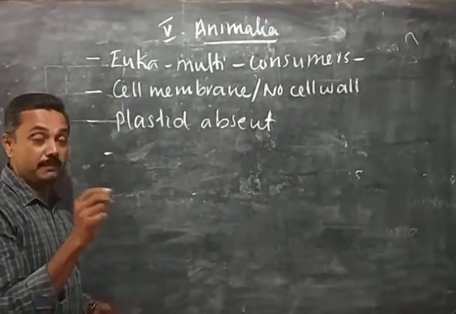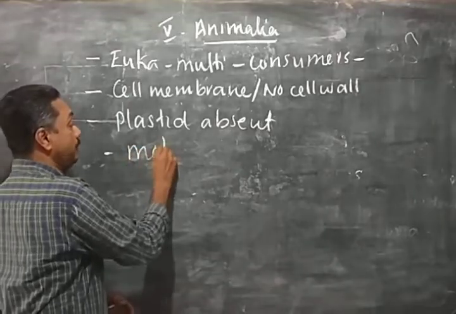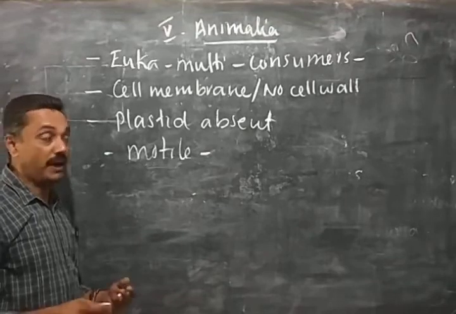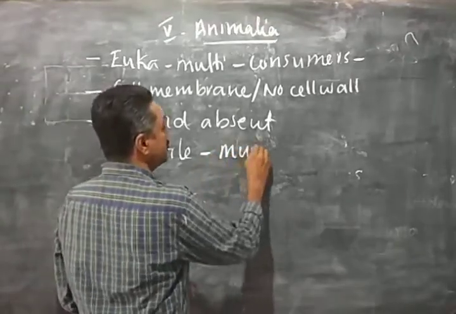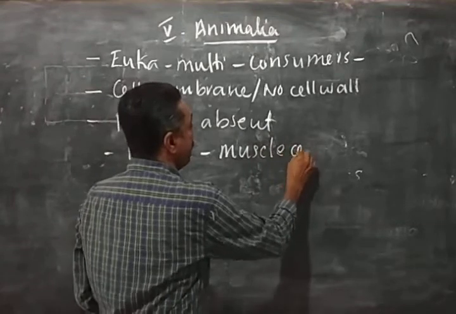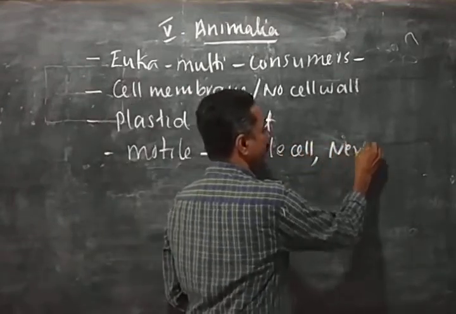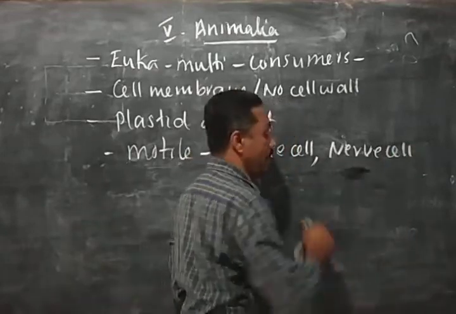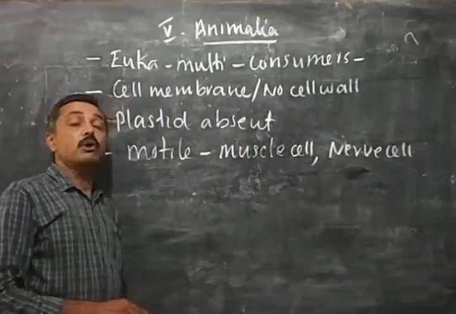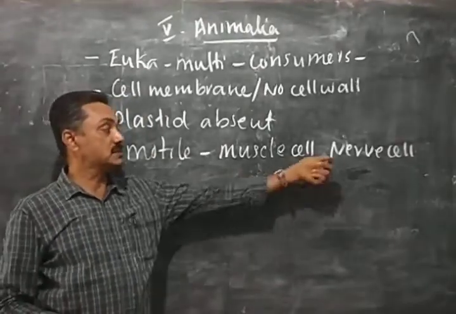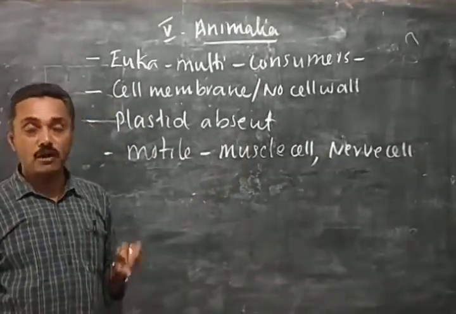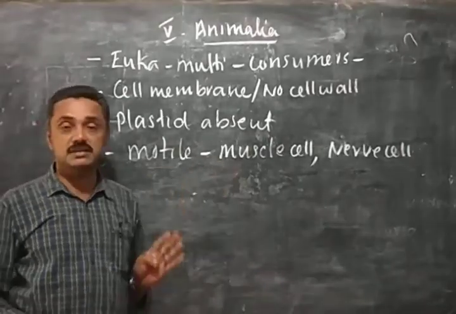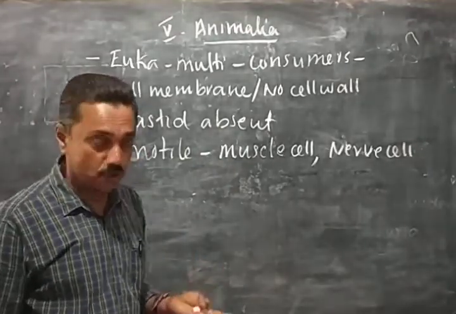You see some differences: the animal kingdom is motile. They can move from one place to another. Why are they motile? Because of the presence of two characters: muscle cells and nerve cells. They move with the help of muscle cells and nerve cells. This is a special character of the animal kingdom only.